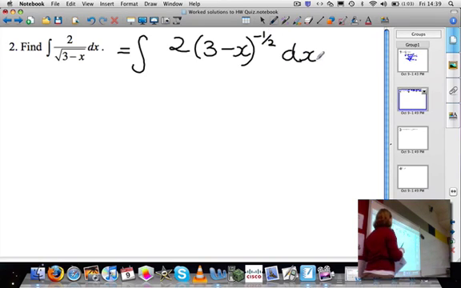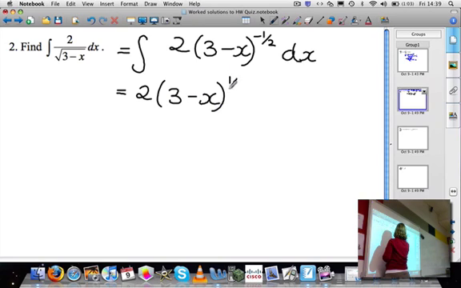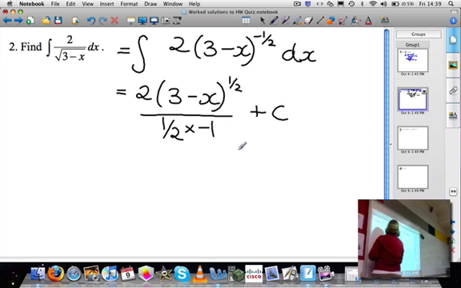And now we can just use that same reverse chain rule that we did in the first question. So I've got to add 1 to negative 1/2. So negative 1/2 plus 1 is 1/2. Again, same process. Divide by the power and divide by the derivative of what's in this bracket. So the derivative of 3 minus x is negative 1. Add your plus c on the end. From here, a negative 1 times 1/2 is negative 1/2. Divide that by 2 gives us negative 4.